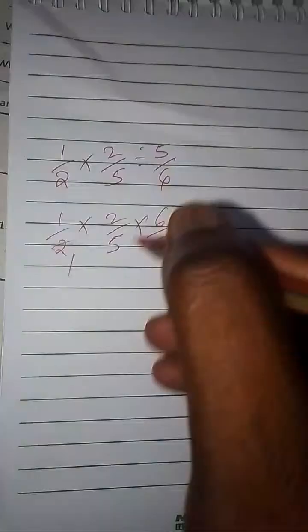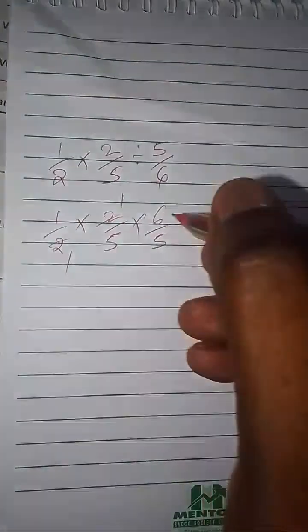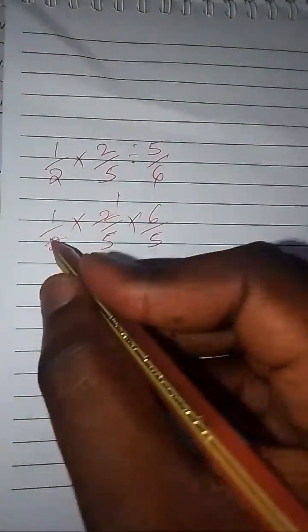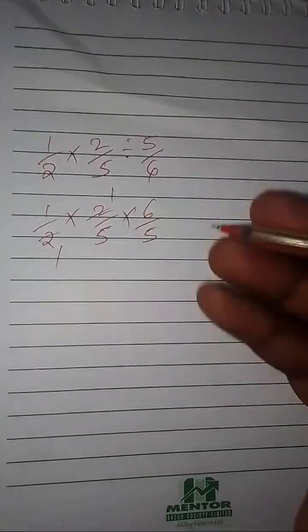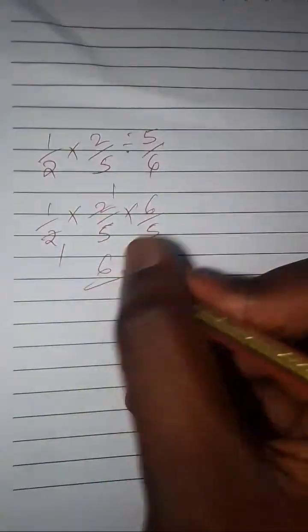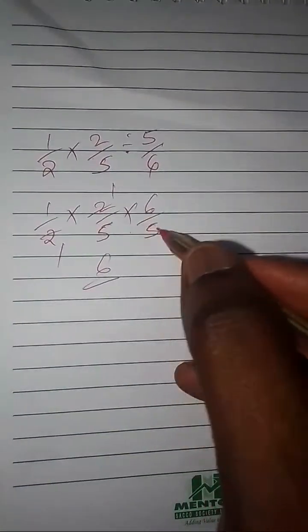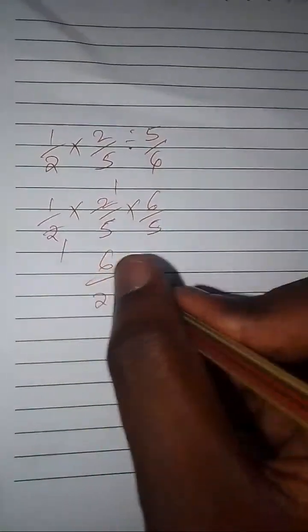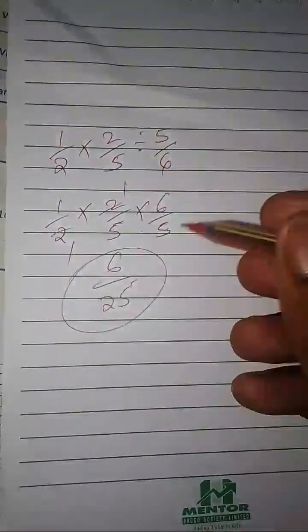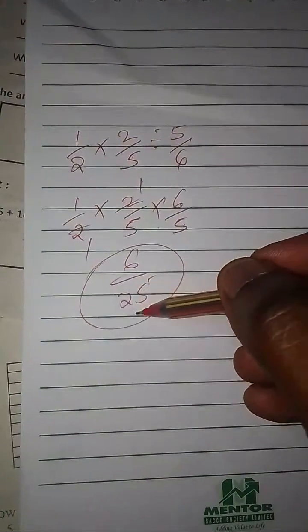So now we shall cancel: 2 into 2 once. Then we cannot cancel it again further. So we shall have 1 multiplied by 1 times 6, and the answer is 6 out of 5 multiplied by 5, which is 25. So the answer is 6 out of 25.